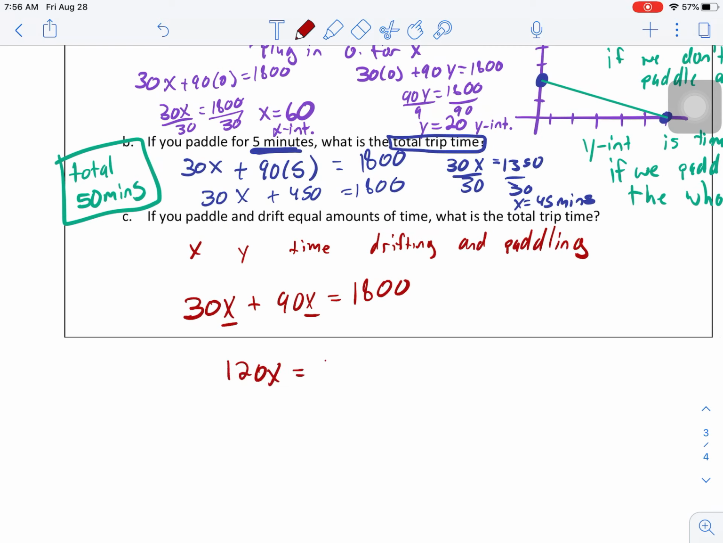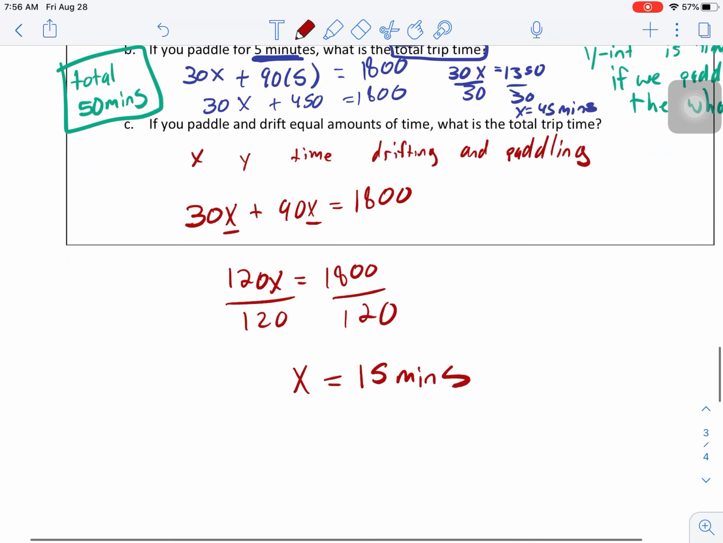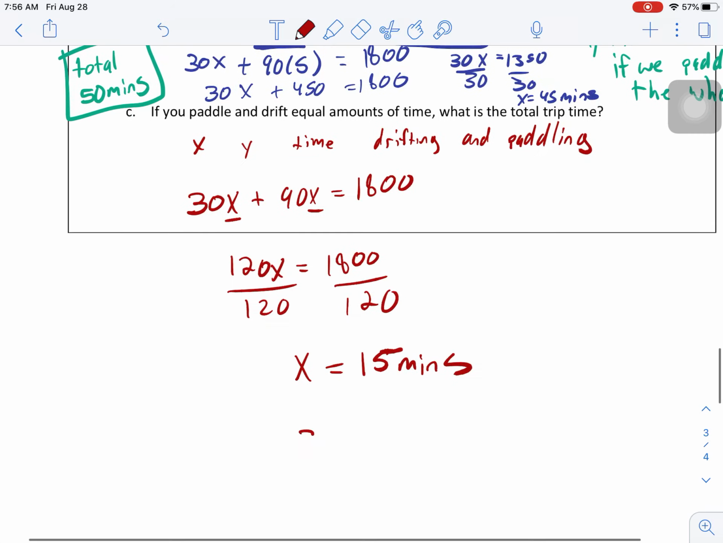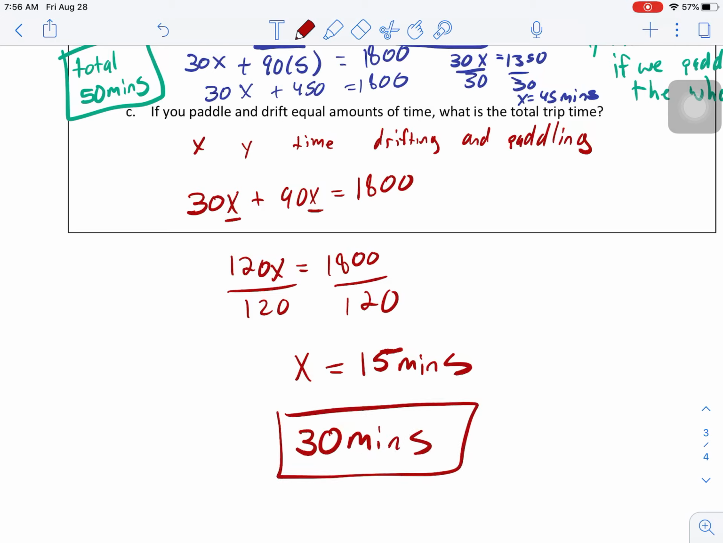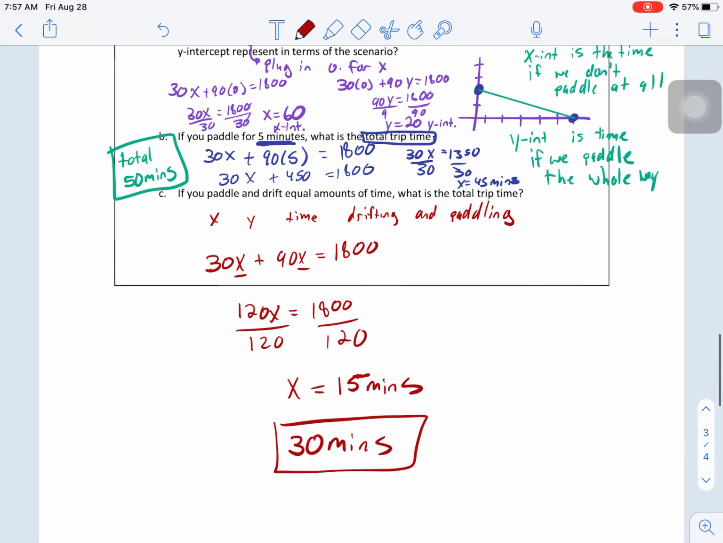So 30 plus 90 is 120x equals 1800. Divide by 120 from both sides. So 1800 divided by 120 gives us 15. So x is equal to 15 minutes. So the total trip time then would be, well, 15 minutes is what we're doing for one of them, right? Because we only solved for one x. So 30 minutes is the total trip time because we spent 15 minutes drifting and then 15 minutes paddling.